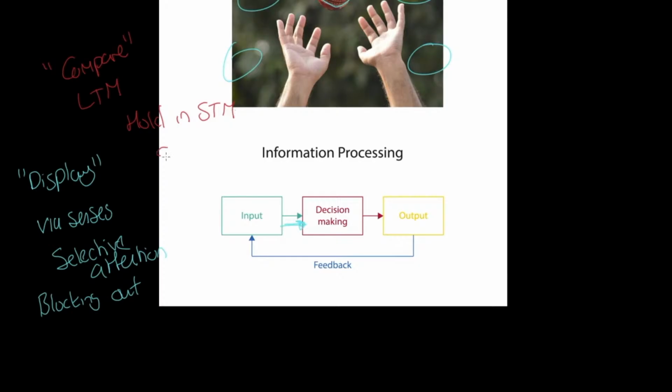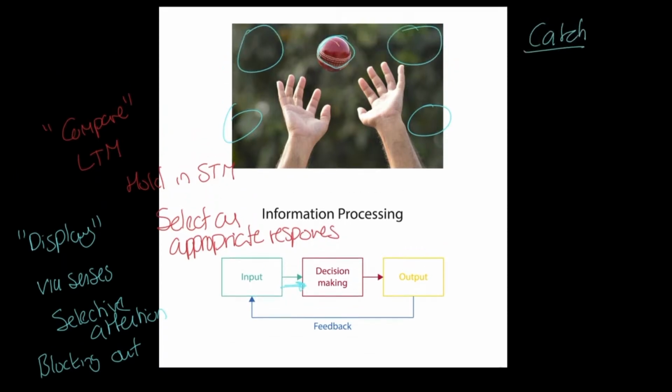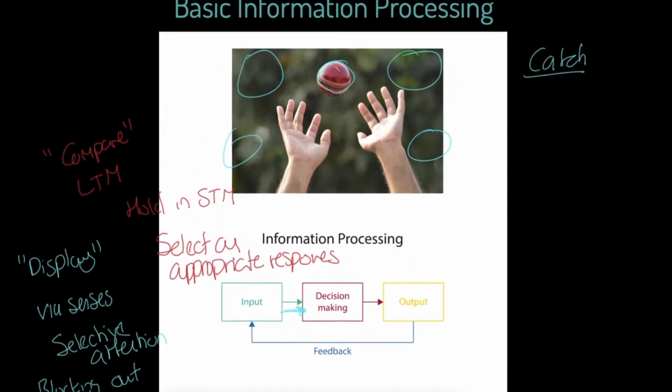And what we do off the back of that is we select an appropriate response. So we select what we're going to do. In this case, what are we going to do? We're going to raise the shoulders in perhaps a flexion sense. We're going to raise them above our head. We're going to extend our fingers. We're going to clasp our hands together, and we're going to catch the ball above our head. That's what we mean.